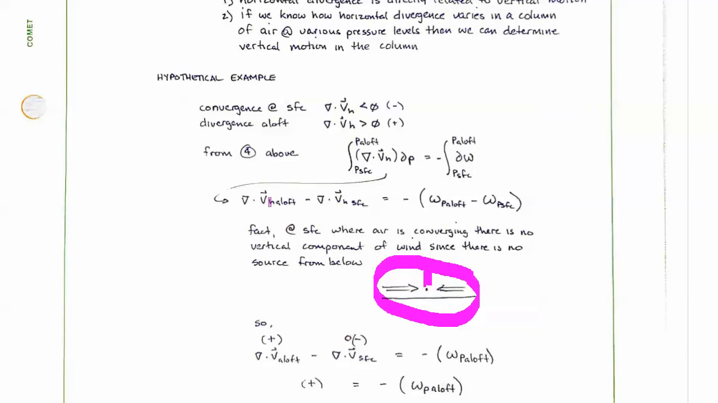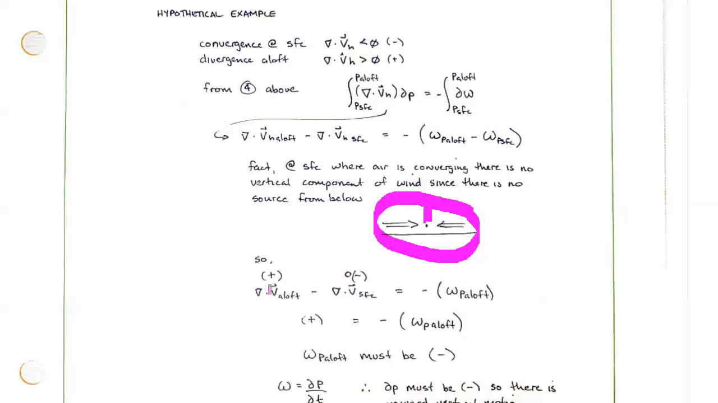So what does that allow us to do when we've got this equation above? We know that the divergence aloft is positive, so we have a positive, minus, we know that the divergence at the surface is negative, minus a negative, and I have no idea what that circle is. I don't think that was in my notes, but oh well. So we've got a positive minus a negative, so that turns out to be a positive, equals negative omega aloft. And we got rid of the omega at the surface because that went to 0.